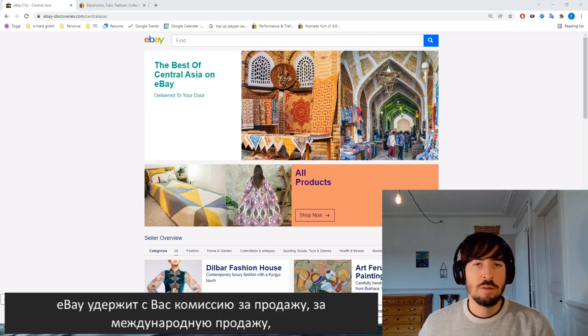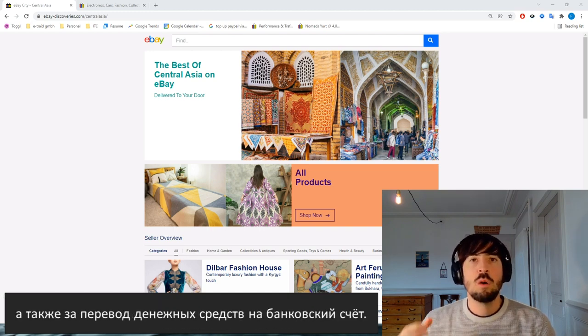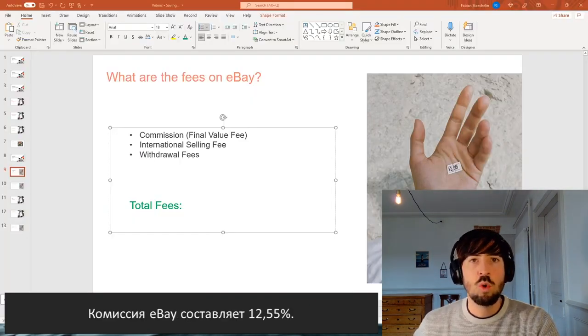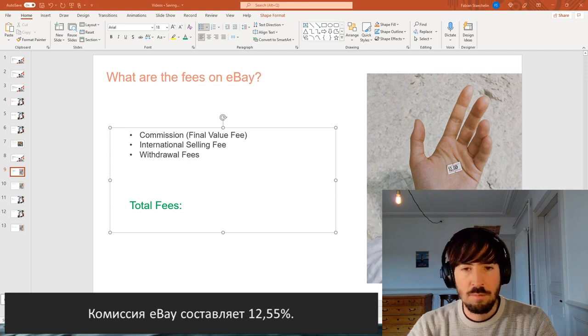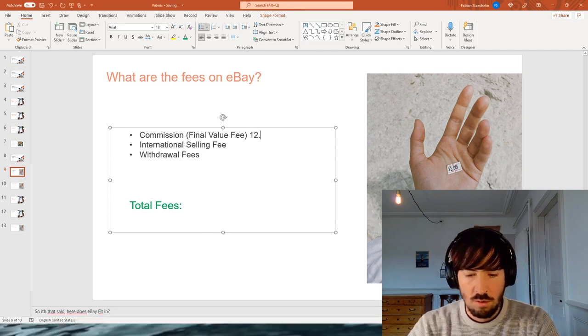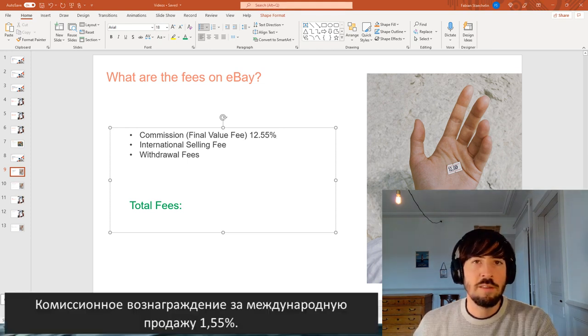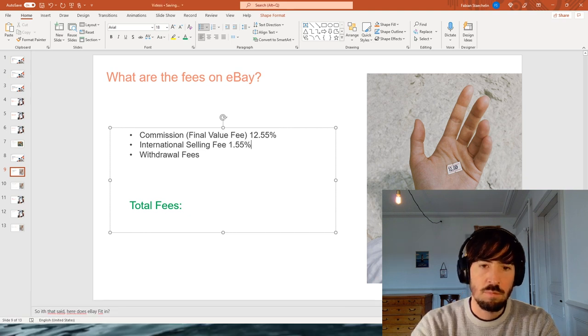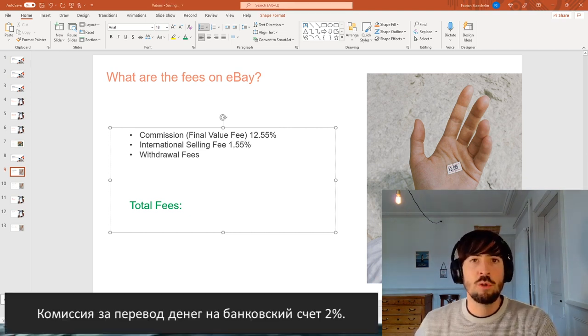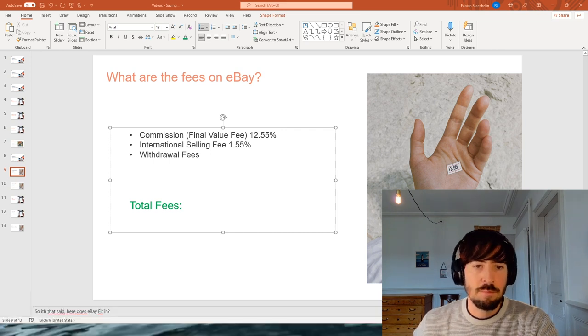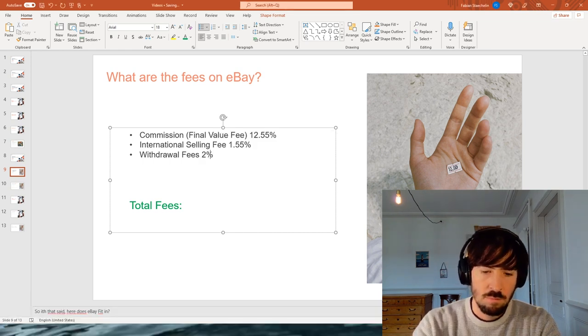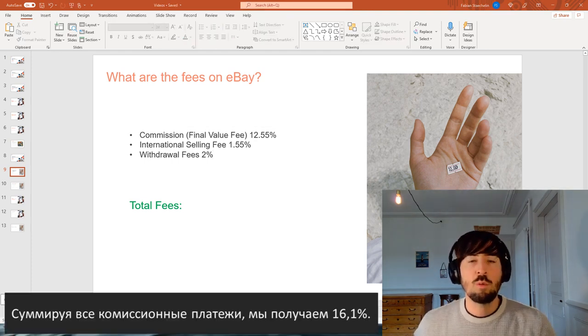eBay will charge you a commission, there is an international selling fee, and eBay will also charge you a fee whenever you withdraw money to your local bank account. The eBay commission is 12.55%. The international selling fee is 1.55%. And the fee to withdraw money to your local bank account is 2%. If we sum everything up, we're looking at selling fees in total of 16.1%.